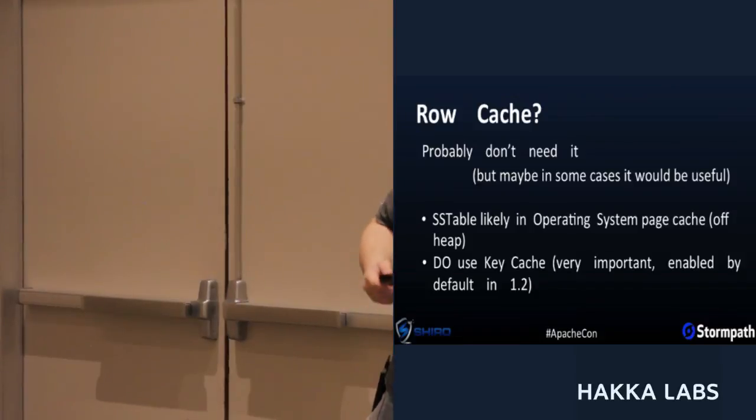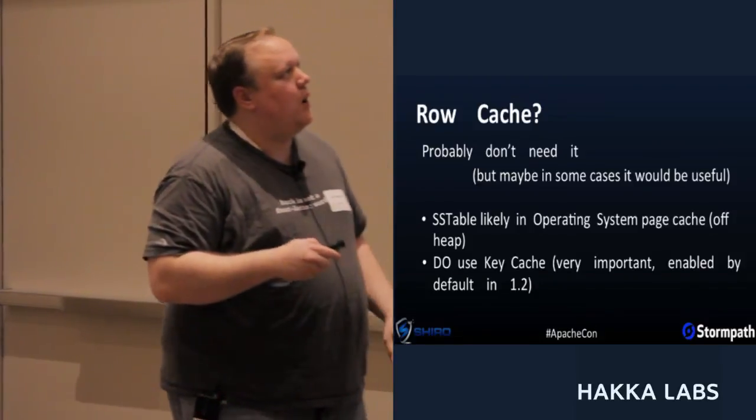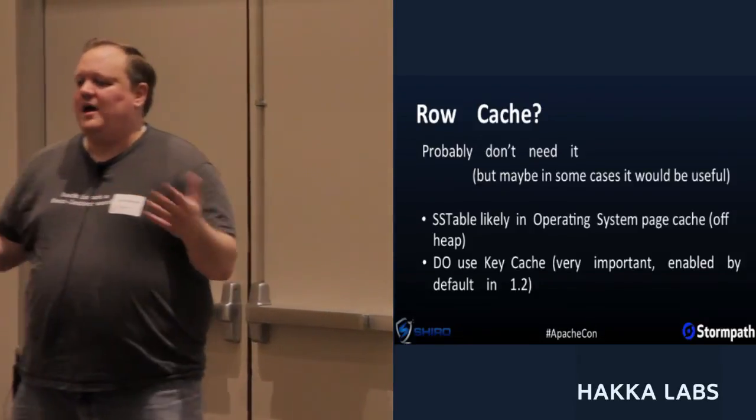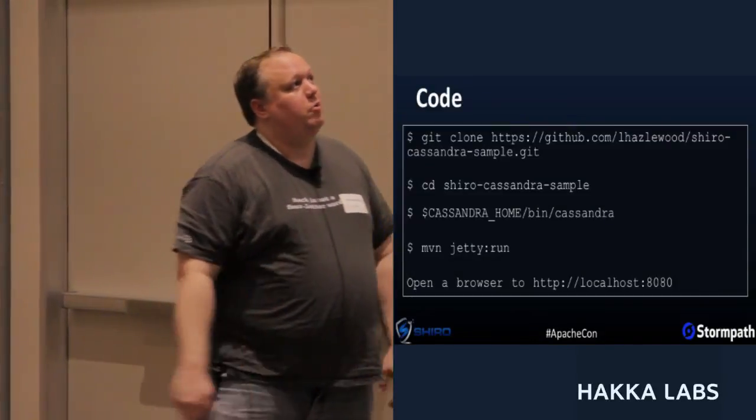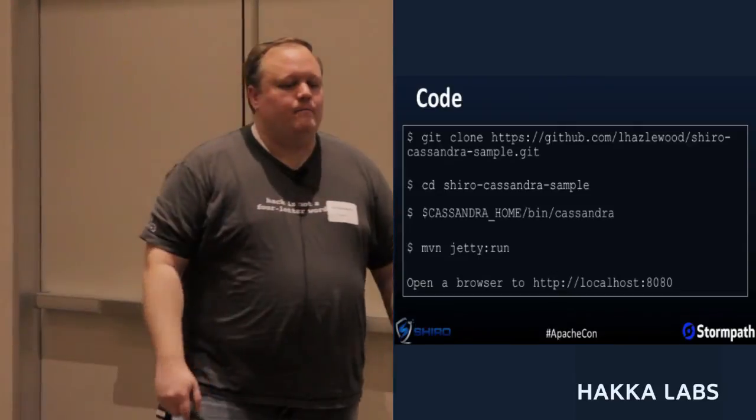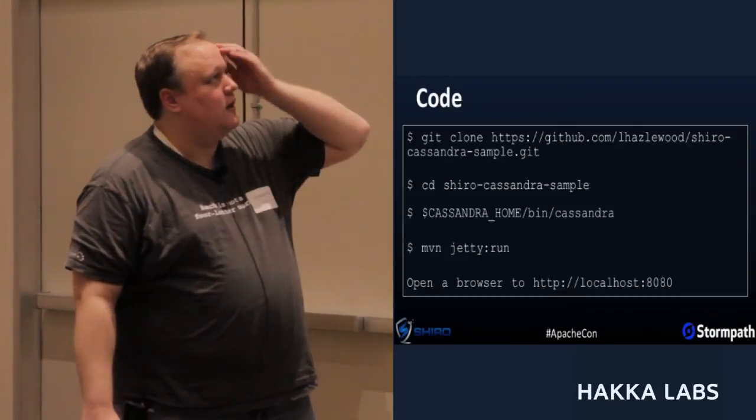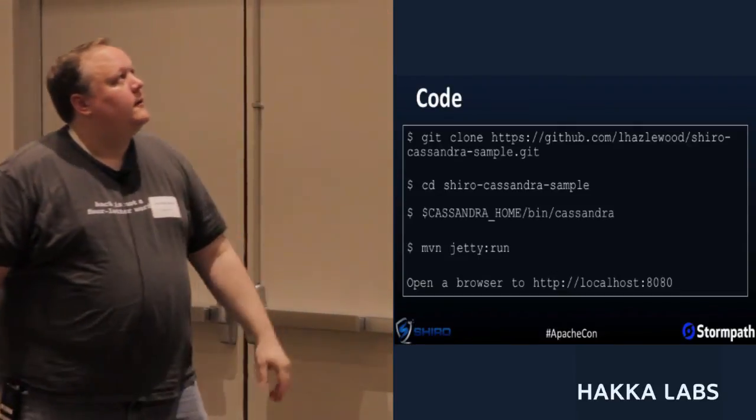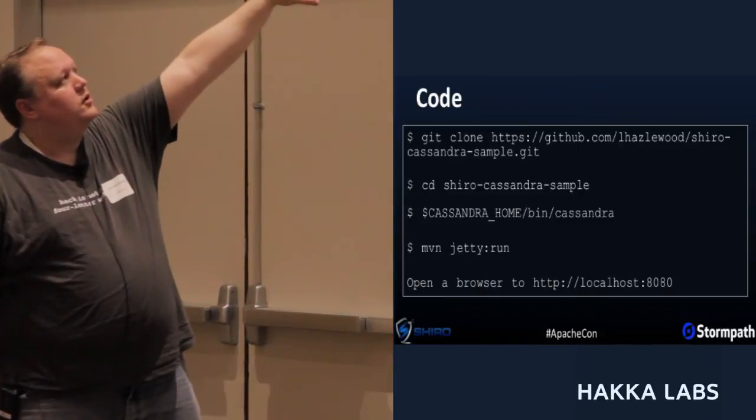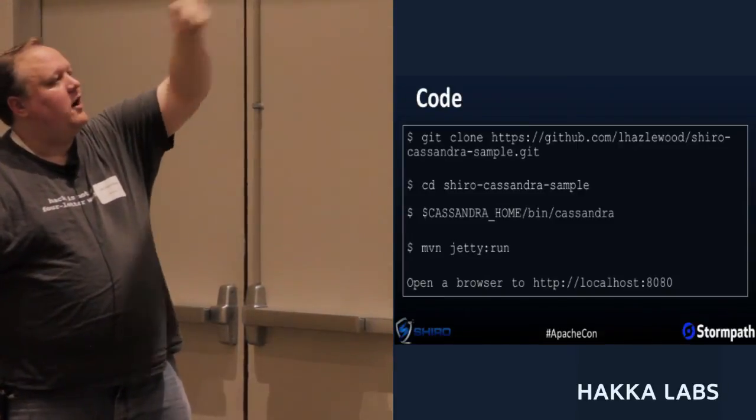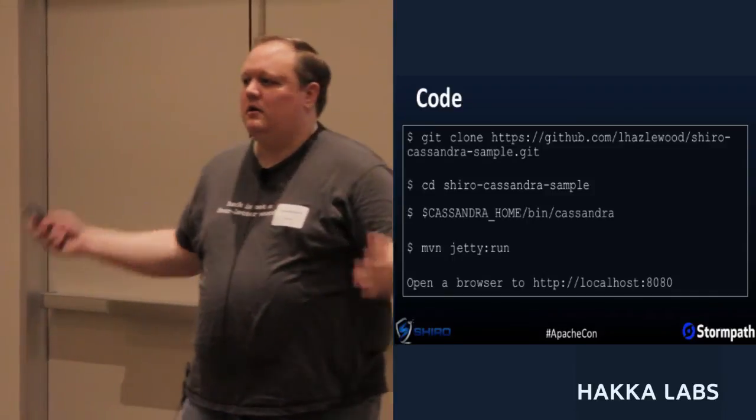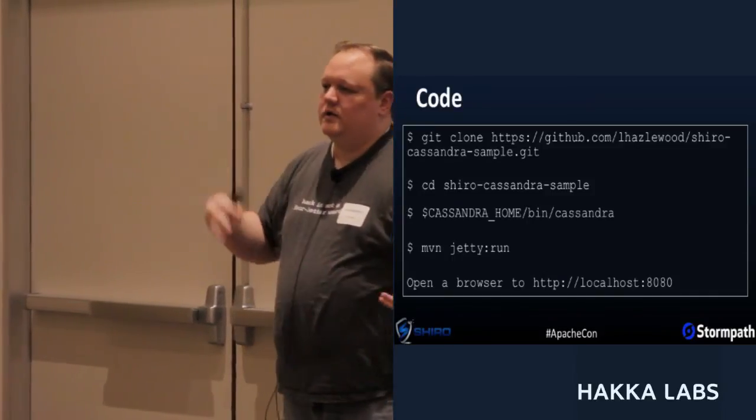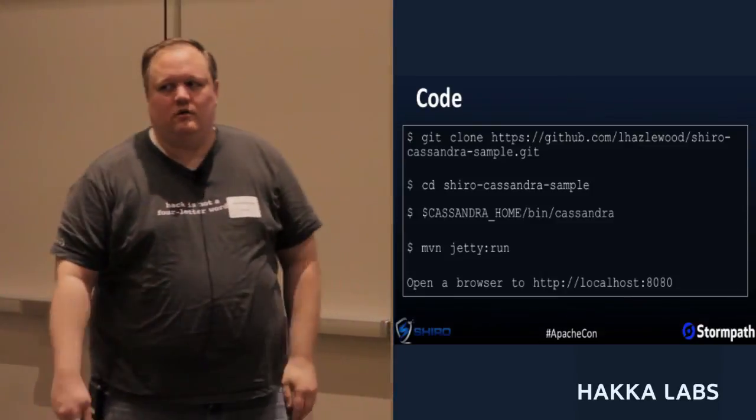Okay, this is actually the final slide. I wanted to give you guys a demo. Apache Shiro has a demo web app, and I've already configured it to point to Cassandra. Here it is. It's on GitHub. You can go to my page, check it out. It's literally you git clone, change into the directory, fire up Cassandra, then run npm jetty run, and you'll see a full web application running on top of Cassandra using Apache Shiro for session clustering.